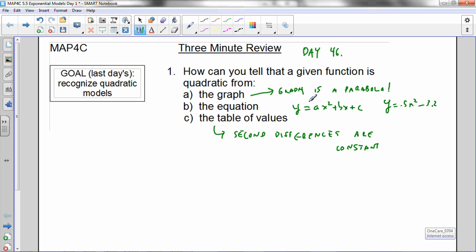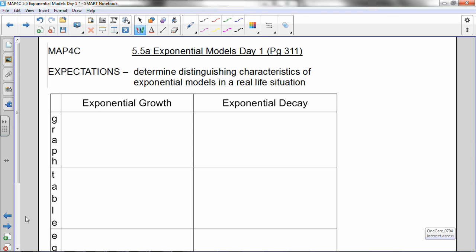And so today we're going to see if we can recognize exponential models in these three ways: from the graph, from the equation, and from the table of values. Here we go. Determine distinguishing characteristics of exponential models in a real life situation. So let's get at it.